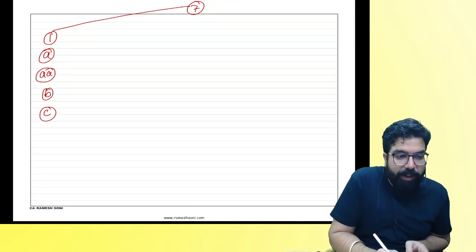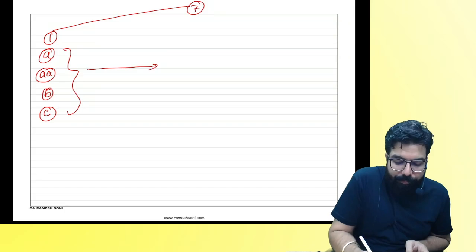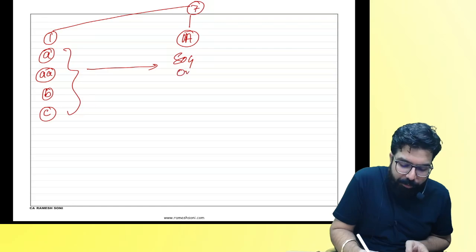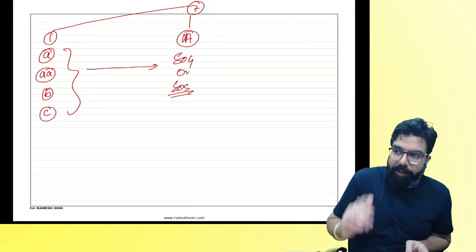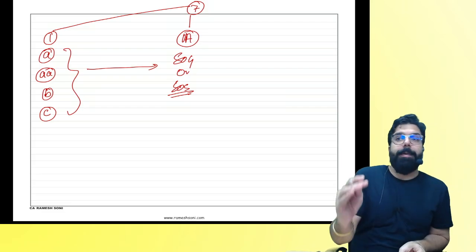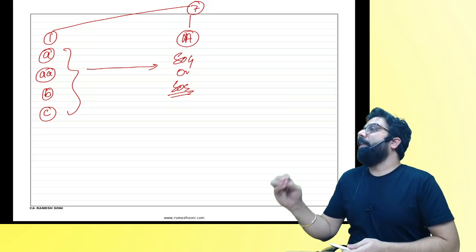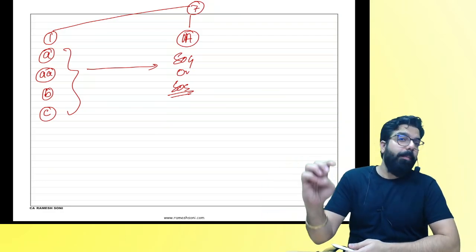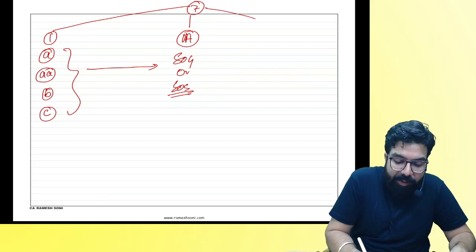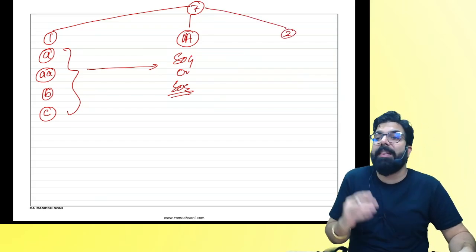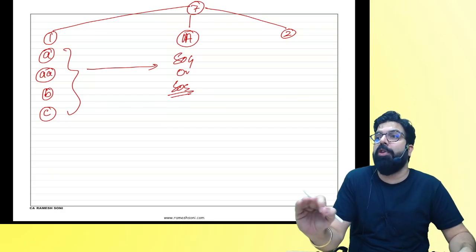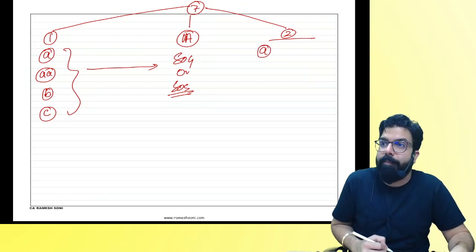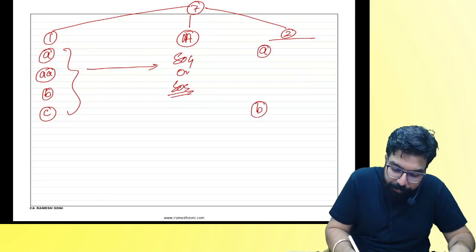If something falls in supply, then what do we see? Section 7.1, whether it is supply of goods or supply of services. Are we clear with this? Now listen. Even if something falls in supply, if the government wants, the government can put it under section 7.2, and that will become neither supply of goods nor supply of services. Section 7.2 has section 7.2a and section 7.2b.